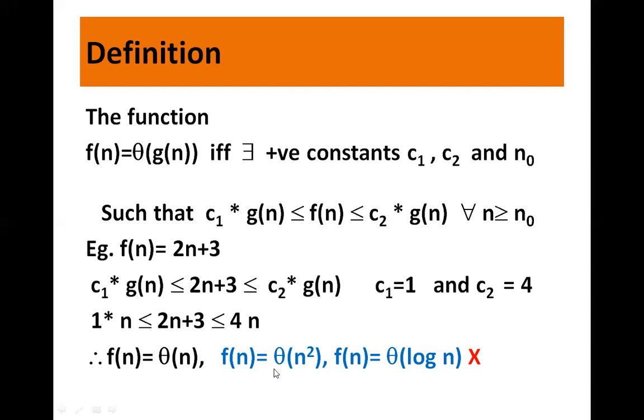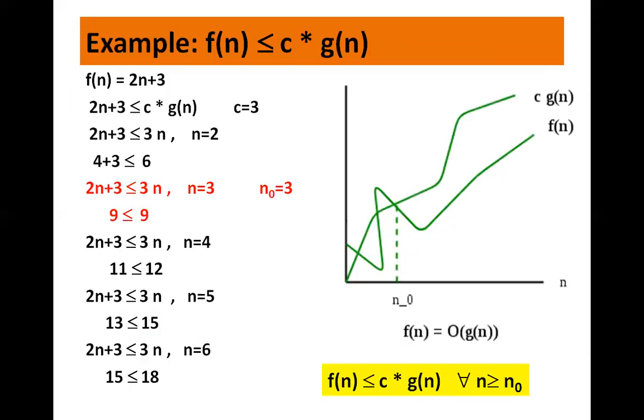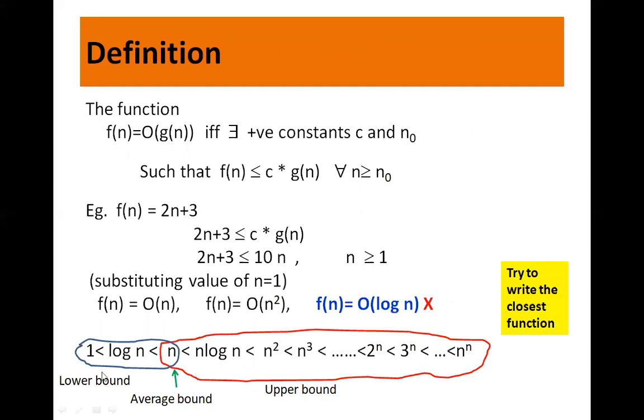If you write f of n is equal to theta of n square, or f of n is equal to theta of log n, you cannot write this. It is not allowed. Why? Because what does theta give you? Look at this slide, what I put here. What does theta give you? Theta gives you the average bound, right? That means it will give you the exact time, that is n. It cannot be less than n, it cannot be more than n. So it is exactly n. So it is difficult to calculate. I hope the concept is clear.